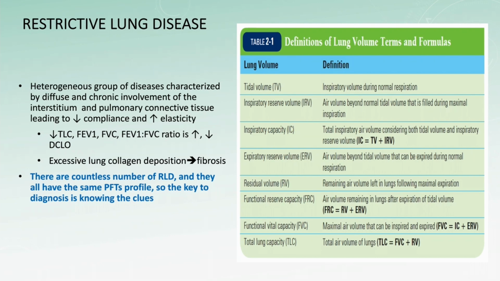essentially the main thing we see with restrictive lung disease is a decreased total lung capacity. Okay. We also see a lot of fibrosis of the lungs. And I believe in your textbook, I read that there's about 180 or more different kinds of restrictive lung disease / interstitial lung diseases. So, like I said, we're really not going to touch on every single one.